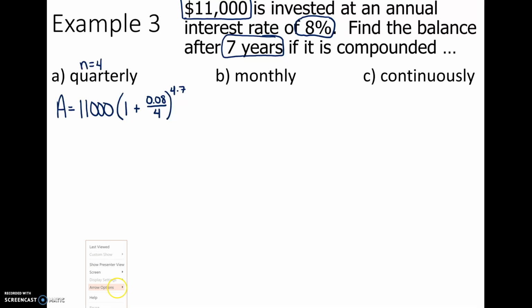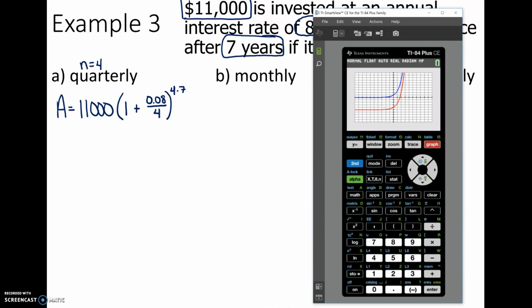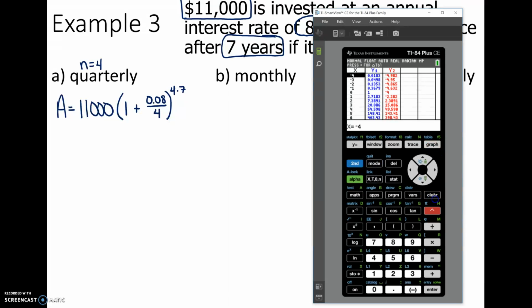To put this in your calculator, especially if you have a nice graphing calculator, you can do this all in one step. First of all, if your graphing calculator is stuck on a graph screen, do you remember how to get out of it? If you push clear, sometimes it works with clear. Second mode, do you see how it says quit right above mode? That quits out of whatever screen you're in. So if you're in the table and you try to push clear and nothing happens, second mode quits out of that screen and gets you back to the home screen.